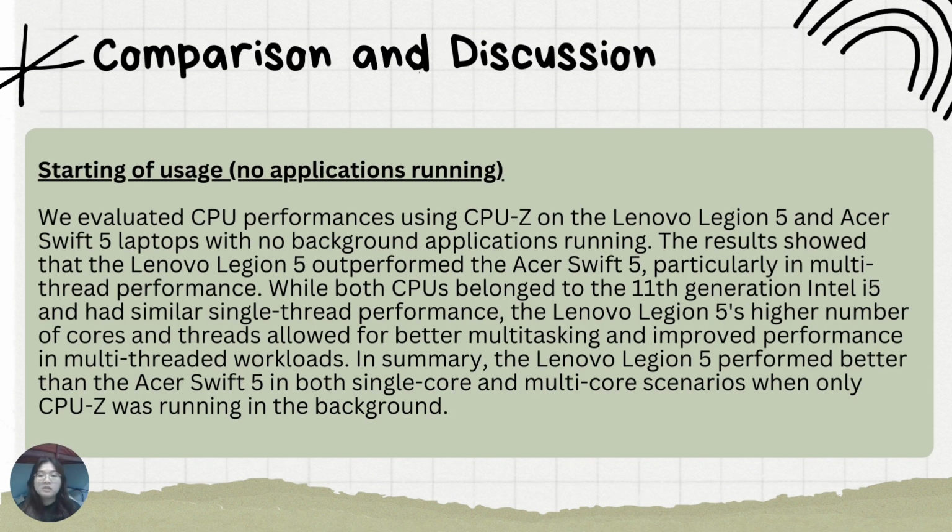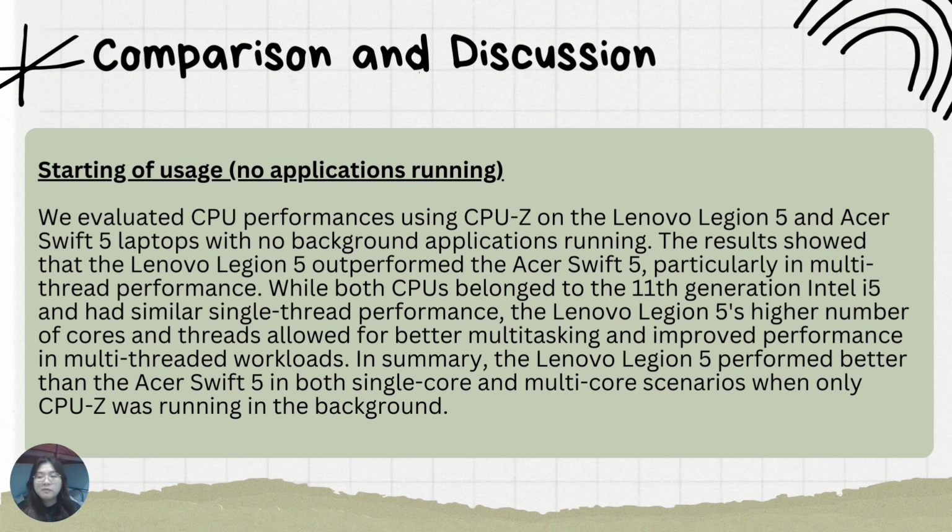Okay, in the comparison and discussion, we can evaluate the CPU performance using CPU-Z on the Lenovo Legion 5 and Acer Swift 5 laptops with no background application running. The results show that the Lenovo Legion 5 outperforms the Acer Swift 5, particularly in multi-thread performance, while both CPUs belong to the 11th generation Intel i5 and have similar single-thread performance.